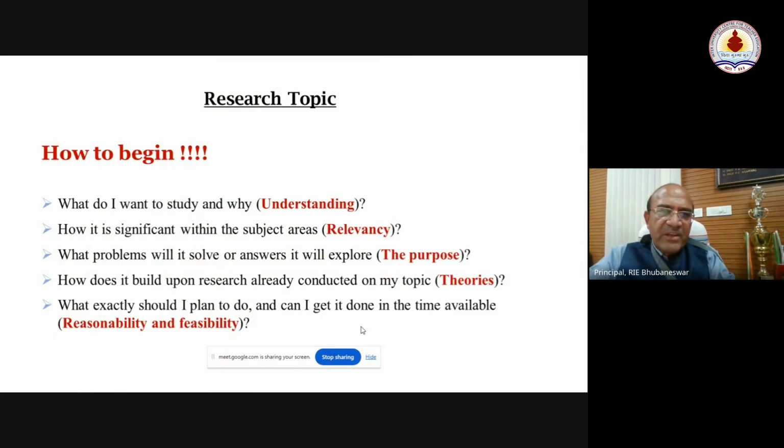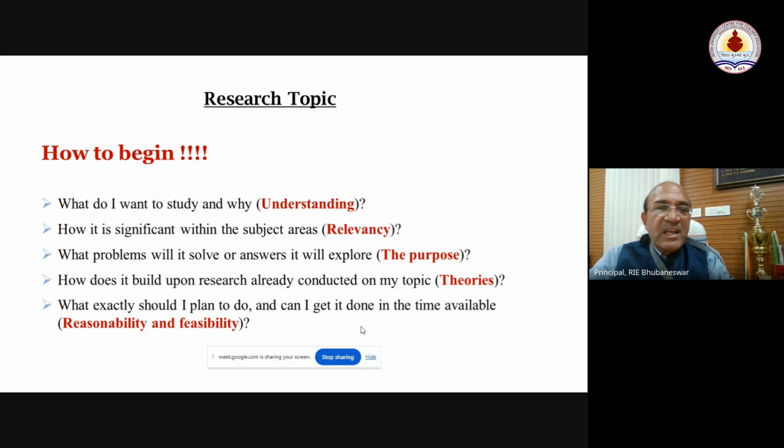Okay, so whenever we think about a research topic, it is always in our mind how to begin, how to start, and what do I want to study and why. What do I want to study? Because that is the problem actually. So we have to identify the problem first, and this problem we come across after thinking, rethinking, even critical thinking. Many times we come across the same type of situation, and we just think what type of solution this problem may have, or whether this is really a problem which can be solved. So what do I want to study?